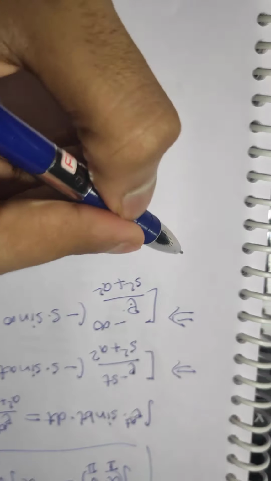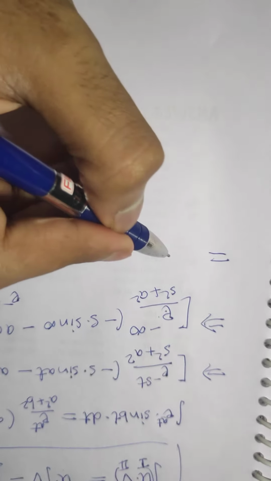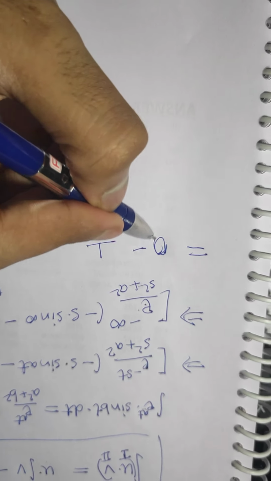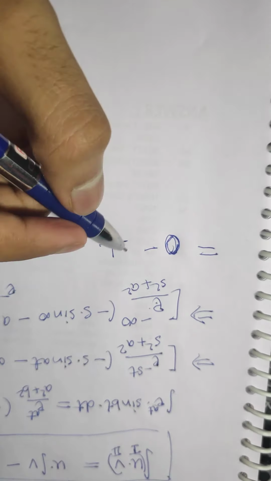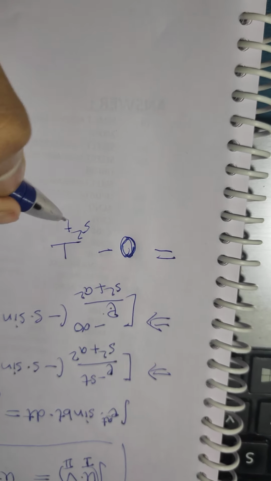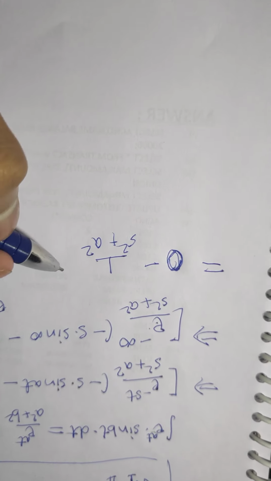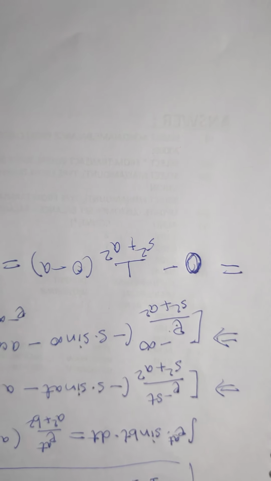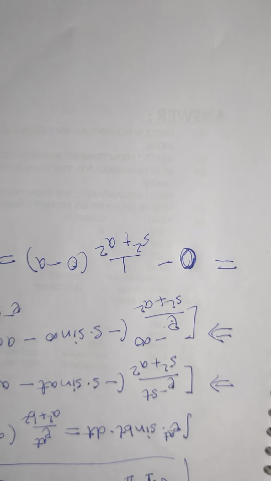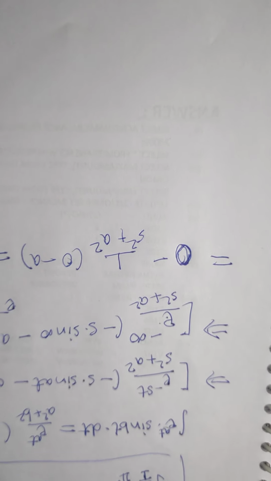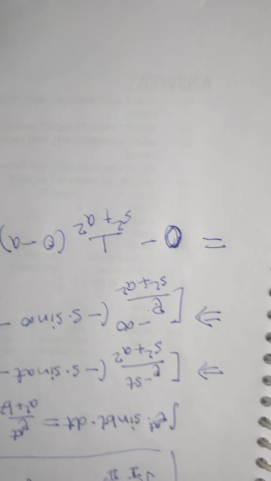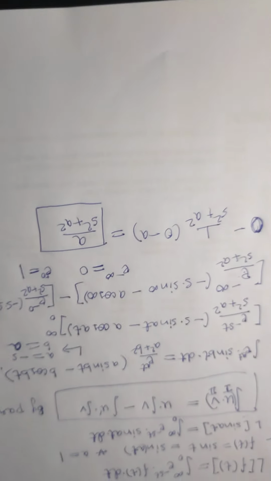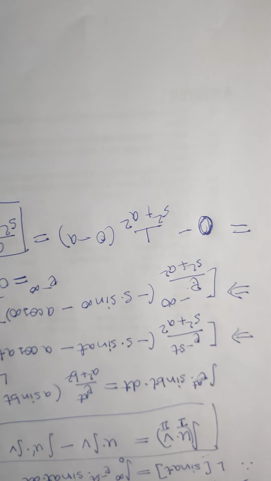So what we get here is 0 minus 1 upon s square plus a square into 0 minus a, which is equal to a upon s square plus a square. And that there is the general expansion.